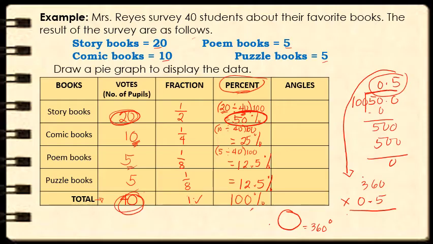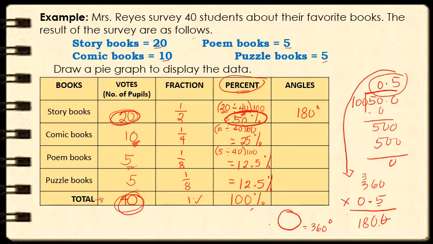So, i-multiply natin. 5 times 0, 0. 5 times 6, 30. Carry 3. 5 times 3 is 15 plus 3, 18. How many decimal places? We have 1. So, cancel ang isang 0, lagay ang tuldok. Ibig sabihin, we have 180 degrees. Yun ang sagot mo. Degrees, ganito ang degrees, children. Maliit na circle. Okay. So, yan ang sagot mo for the first row para sa storybooks.